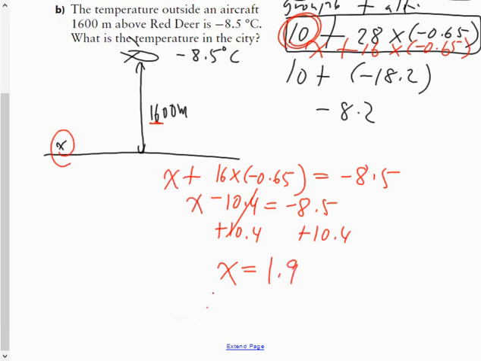That's 1.9, and therefore the temperature on the ground, in Red Deer, was positive 1.9 degrees Celsius. And that is the end of our questions.